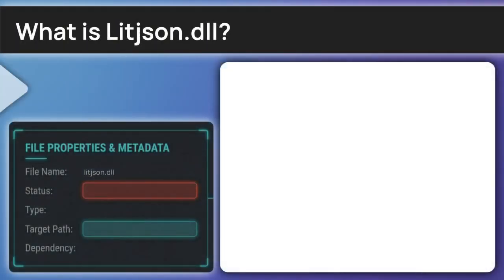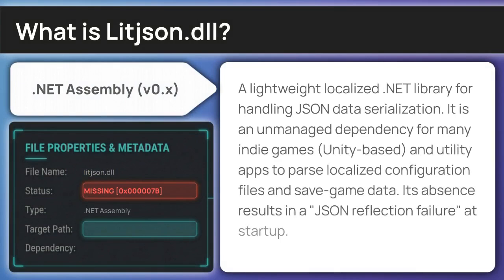This is the Litjson library, a lightweight localized .NET library for handling JSON data serialization. It is an unmanaged dependency for many indie games, Unity-based, and utility apps to parse localized configuration files and save game data. Its absence results in a JSON reflection failure at startup.